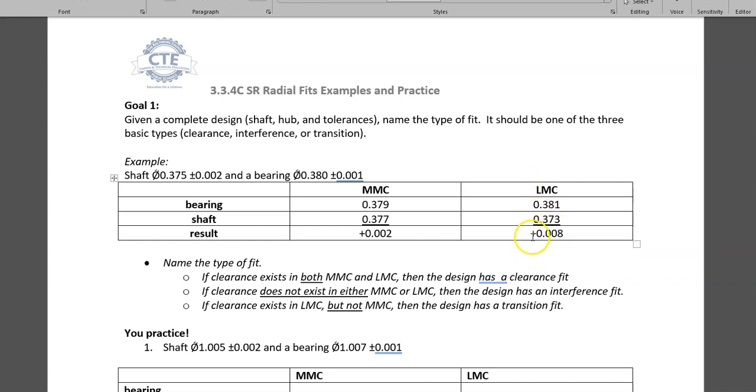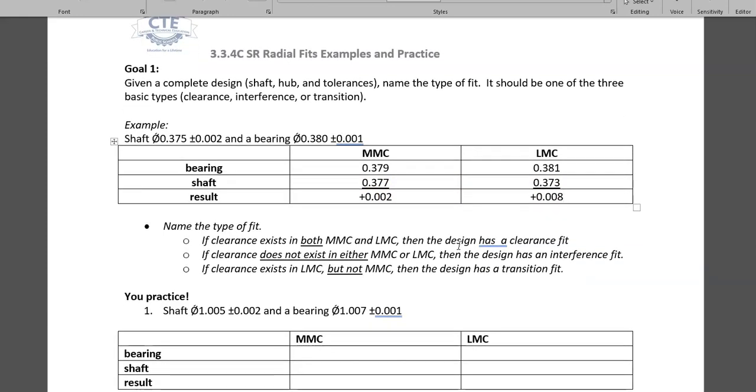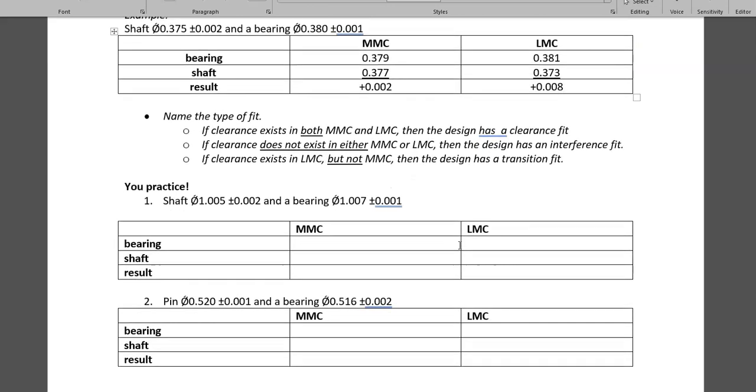Again, I like to put in signs here because that makes determining the type of fit much easier. If I take a look here, I've got two positives. If I have two positives, that means I have a clearance fit, which is what I have. If I were to have two negatives, then that would mean I would have an interference fit. If I had one of each, that means I would have a transition fit. So we're going to do one more as an example.